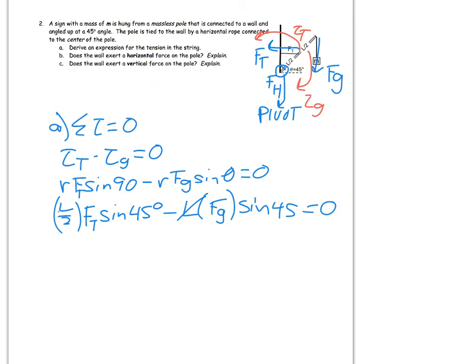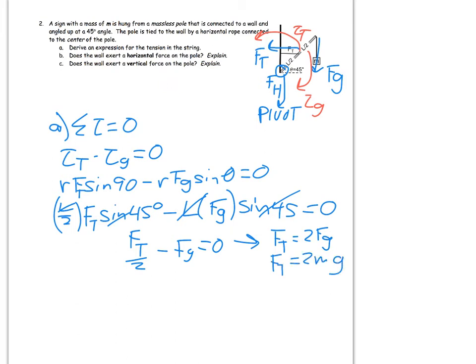The L's can cancel out, and the sine of 45s also can cancel out, not because they're equal to 1 in this case, but because there's one in each term. And so what I end up getting is F_T over 2 minus F_g equals 0, and that means that F_T is equal to 2 times F_g. F_g is just mg, so F_T equals 2mg.